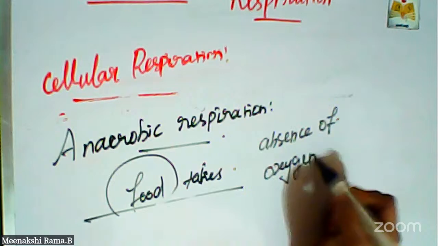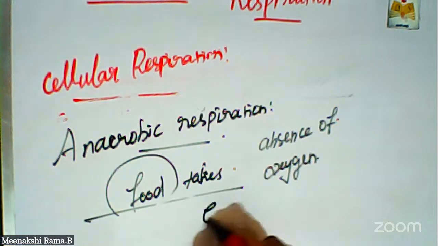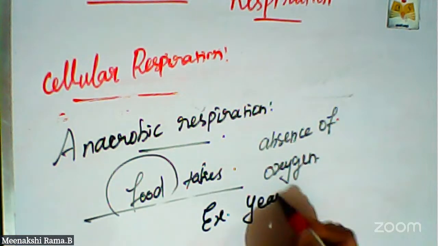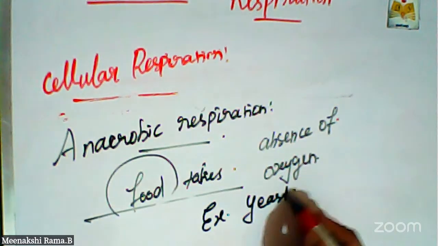The respiration process without oxygen is called anaerobic respiration. This type of process occurs in organisms like yeast. An example of this: anaerobic respiration is possible in yeast.